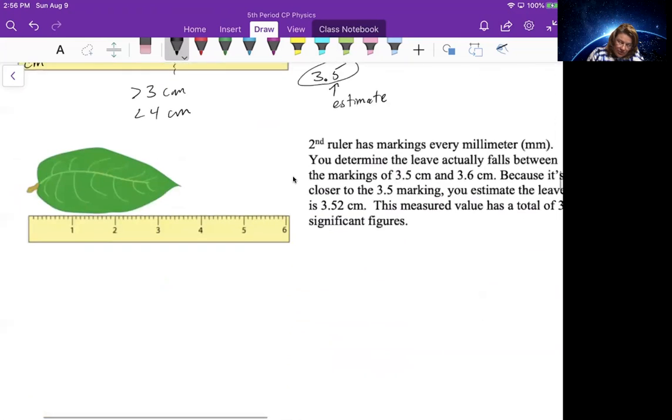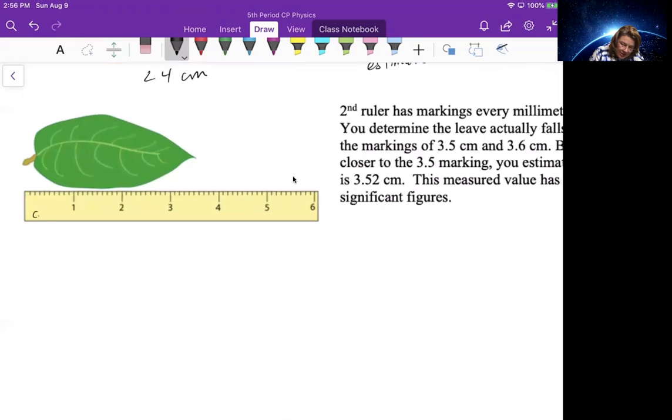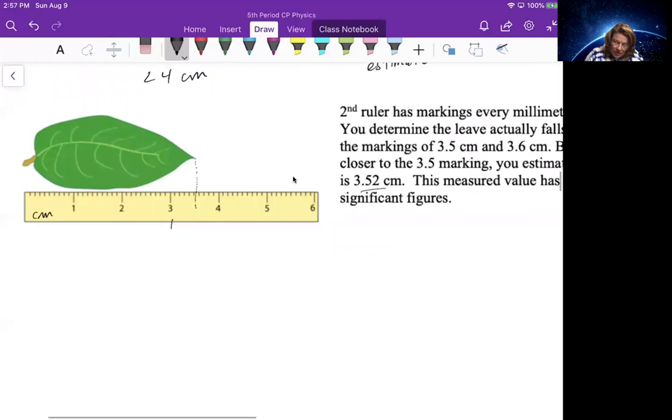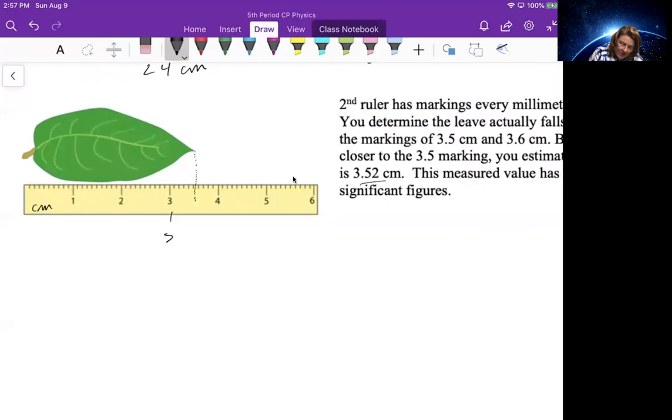Now let's pick another ruler. This is in centimeters, and this is 3 centimeters, and every single tick mark between 3 and 4 is 0.1 centimeters, because I can go 3.1, 3.2, and all the way up to 3.9, and then I hit 4. I'm going to draw a line, and I find that it's above 3.5 but less than 3.6, so I'm going to estimate it's 3.52 centimeters. And you estimated this digit.